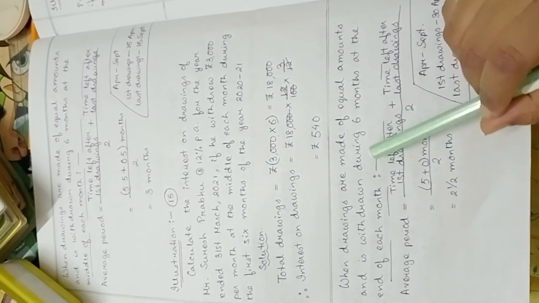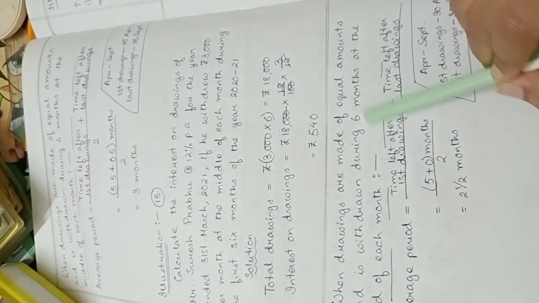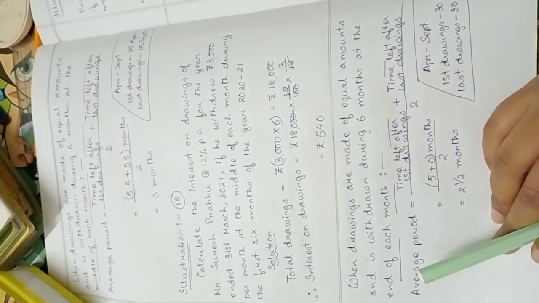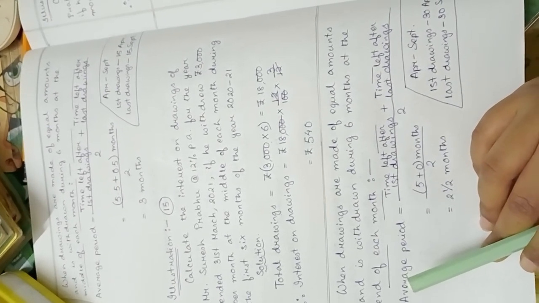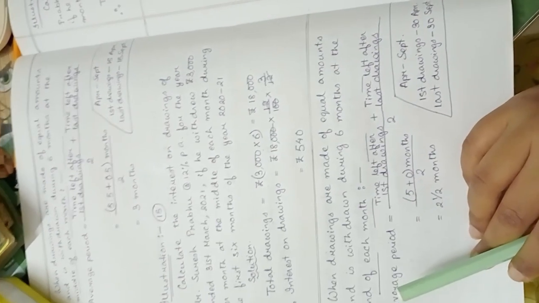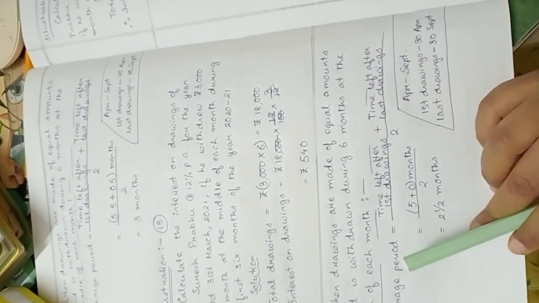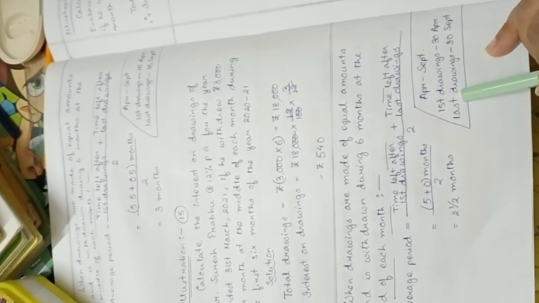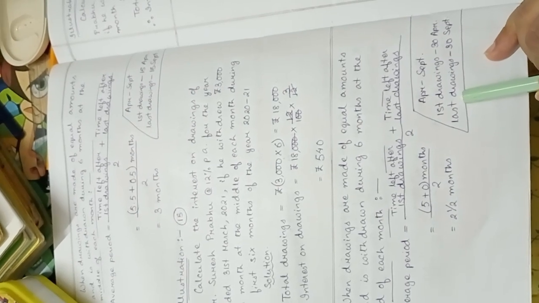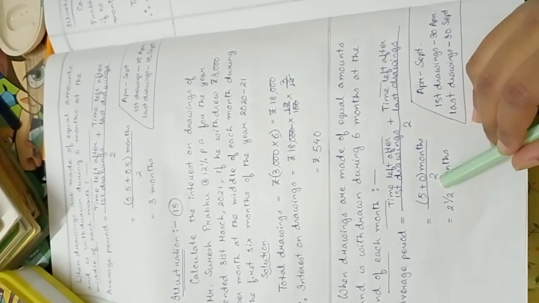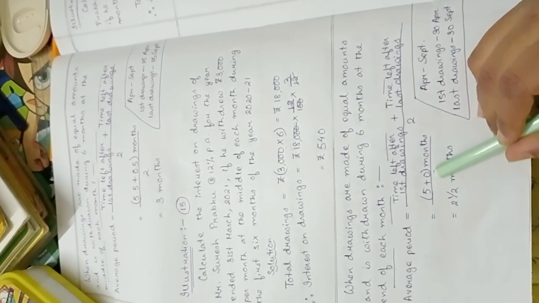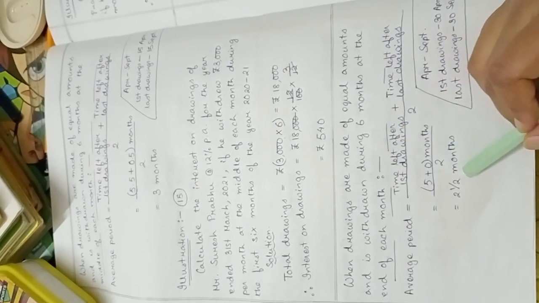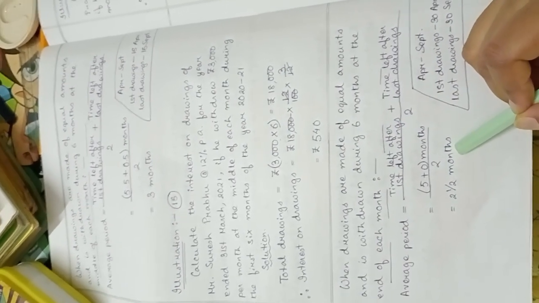Now you come to the next case, when drawings are made of equal amounts during 6 months and the drawings are withdrawn at the end of each month. So April to September time period is considered. The first drawing will be made on 30 April. Last drawing will be made on 30 September. So time period will be 5 months plus 0 months. The 6 months time period is considered. So average is 2.5 months.